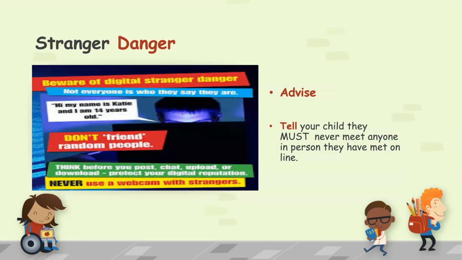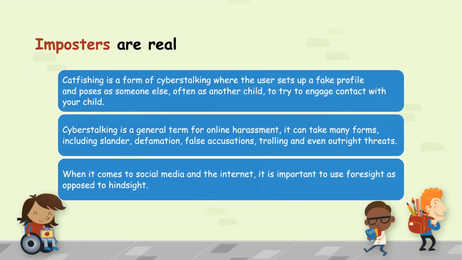Advise your child never to approve friend requests or add people that they don't know in real life. Your child must know never to meet anyone in person they have met online. It is important your child knows there is such a thing as catfishing. Explain it is a form of cyber stalking where the user sets up a fake profile and poses as someone else, often as another child, to try to engage contact with your child.